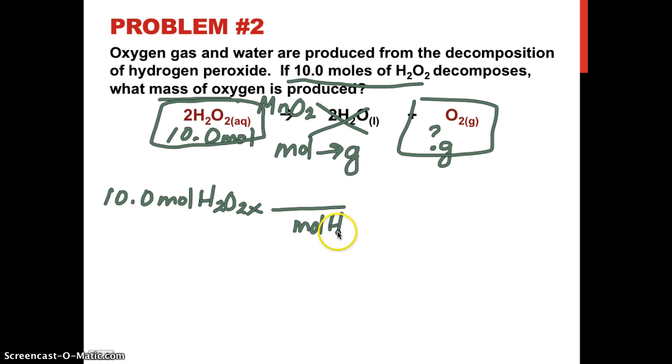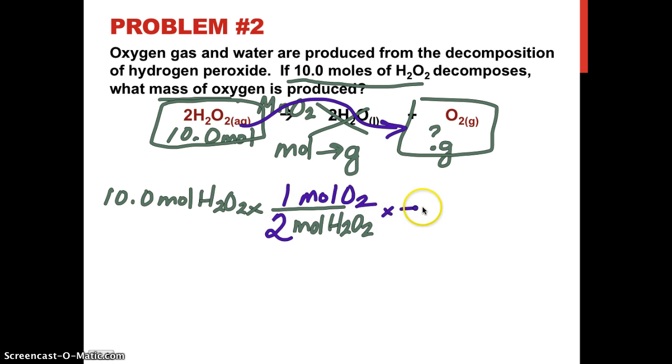And what I'll be doing is going from H2O2, or hydrogen peroxide, to oxygen. So I'm going to put moles of oxygen on top of my conversion factor. Please note that this is where I put in my coefficients. I have 2 moles of hydrogen peroxide form 1 mole of oxygen gas.